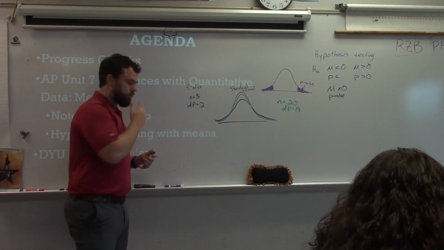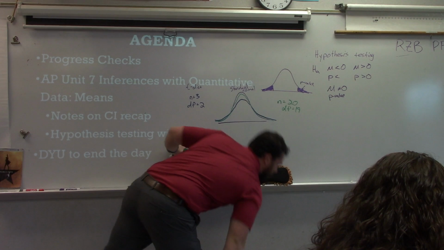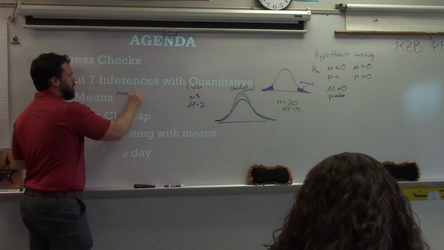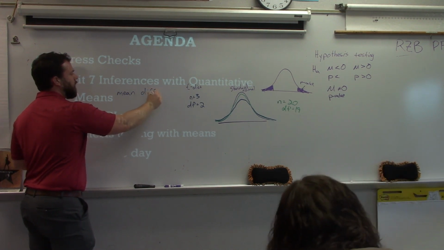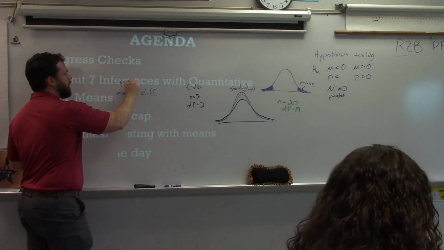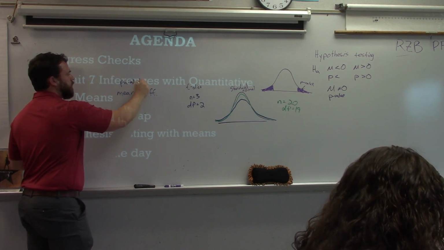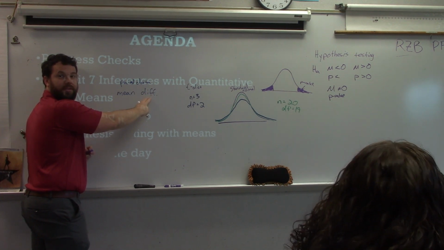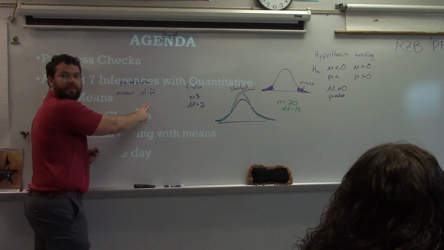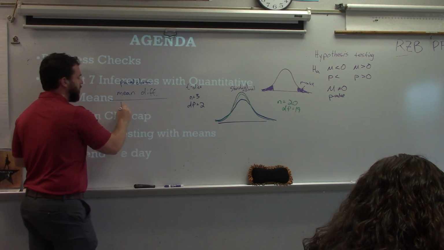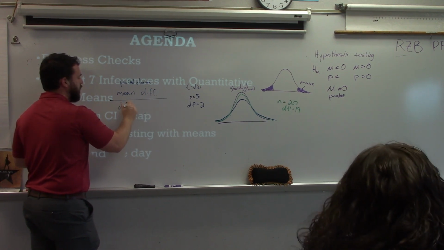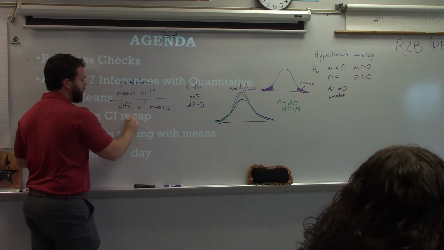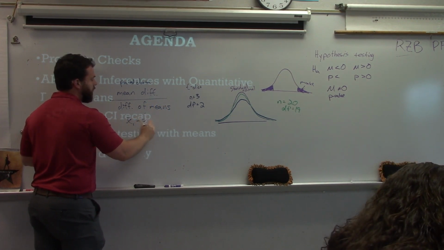Go for it, Ashley. A brief explanation of the difference between mean difference and difference in means. A mean difference is your paired data, because you are looking at a mean of the differences. So you take your differences first and you do a mean of the differences. Whereas if it's a difference of means, you have two means and you're taking the difference of those two means.